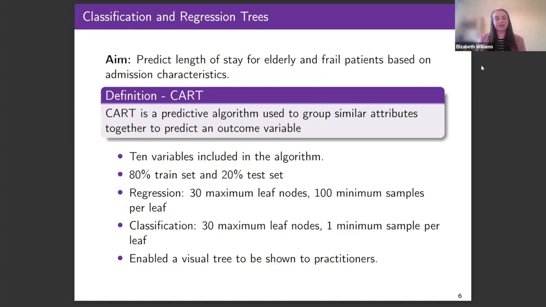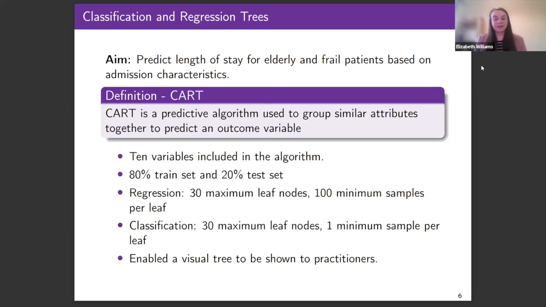So one of the first things we did was looking at predicting length of stay for elderly and frail patients based on their admission characteristics. And we used an algorithm called CART. What this does is it is used to group similar attributes together to predict an outcome variable. So we used 10 variables, which came from our base data. These were the attributes patients came in with. So this could be the age, the hospital they were admitted to, and which specialty.